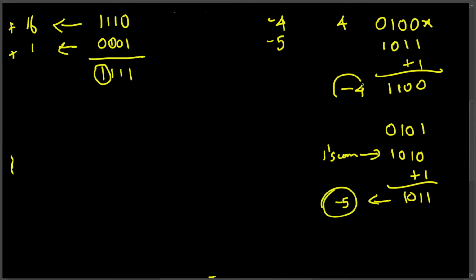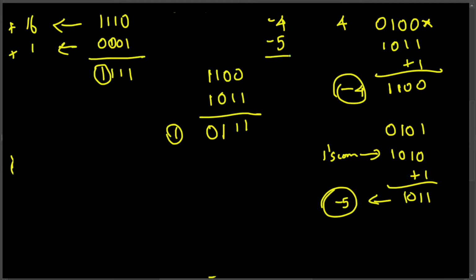So we have -4 and -5. Let's bring that together. 1, 1, 0, 0, that's -4. 1, 0, 1, 1, that's -5. So we have, this one is 1, this one is 1, this one is 1, and this one is 0 and a carry 1.